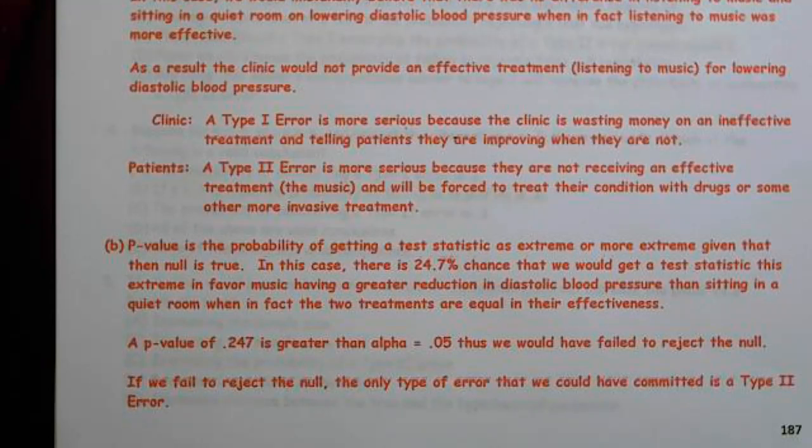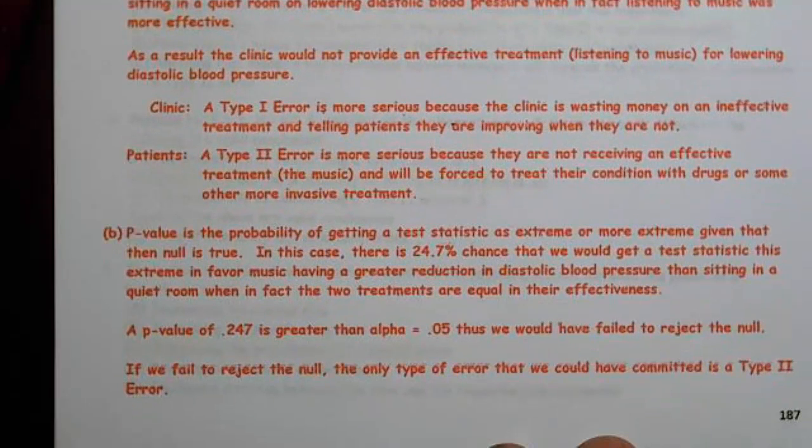A p-value of 0.247 is greater than alpha equal to 0.05. Thus, we would have failed to reject the null. And if we fail to reject the null, the only type of error that we could have committed is a Type 2 error. All right, so this wraps up this video.